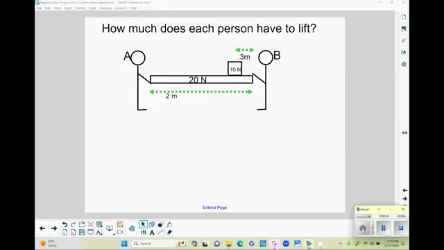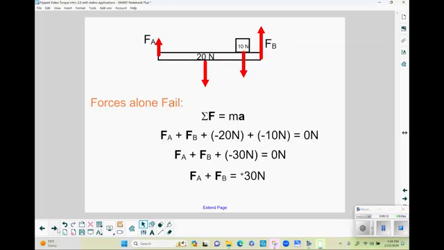Now let's take a look at a situation where the weights were not evenly distributed in the middle. Again, if I draw my free body diagram of the system, I can see that FA plus FB must equal the 30 newtons going down. But from what we've seen in the past, the forces of A and B are probably not going to be equal because they'll have different amounts of leverage. Torques play an important role here. So the forces alone fail in this situation.